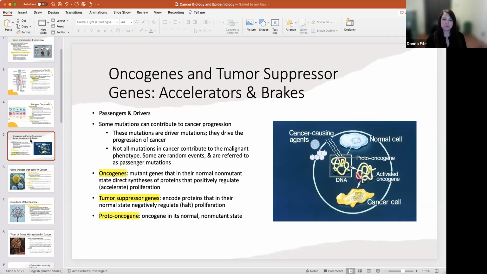Oncogenes, mutant genes that in their normal non-mutant state direct synthesis of proteins that positively regulate or accelerate proliferation. We have tumor suppressor genes that encode proteins that in their normal state negatively regulate or halt proliferation. A proto-oncogene, this is an oncogene in its normal non-mutant state.